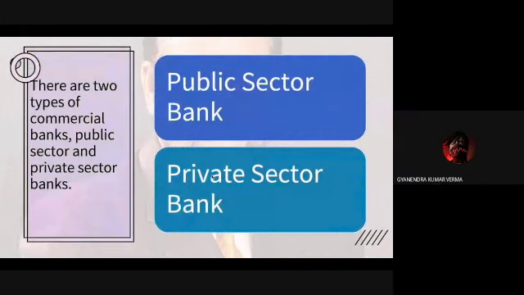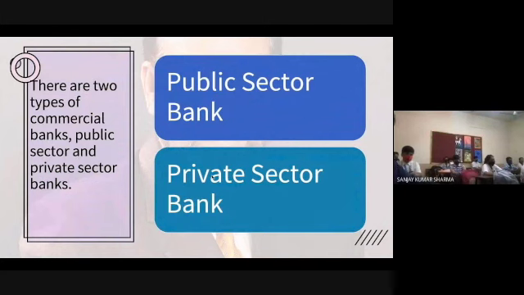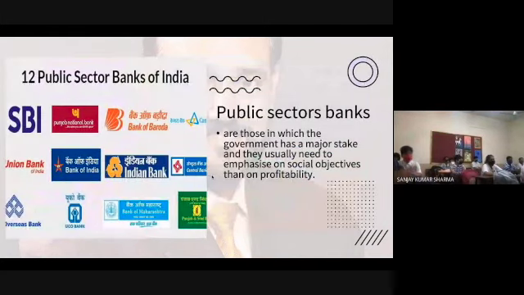Now it can be classified into two: public sector and private sector. In India, there are only 12 public sector banks, which have been shown here. You can take a screenshot, or I will be sharing this PDF also. So you would be knowing which are the 12 public sector banks. These are the banks where the government has a role. It means the major stake in these banks is of the government. So they usually need to emphasize the social objective. They are not much bothered about profitability, but are mainly focused on the social objective. Correct?